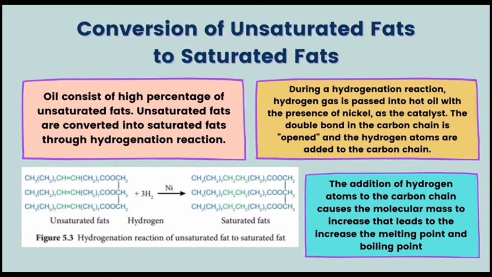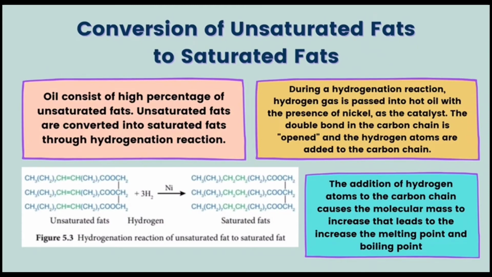During a hydrogenation reaction, hydrogen gas is passed into hot oil with the presence of nickel as the catalyst. The double bond in the carbon chain is opened and hydrogen atoms are added to the carbon chain. Figure 5.3 shows the example of a hydrogenation reaction.